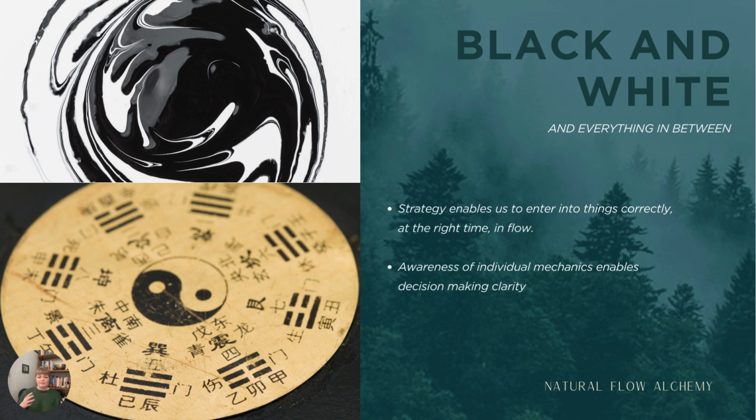There are polarities, there are shadows, there are lightness, and strategy enables us to see things correctly and work out. That's what our experiment does, working out the right time to be in flow with our decision making, with this awareness of all of these different aspects, the light and the dark, throughout all of the different gates and activations in the system. So awareness of our individual mechanics is what enables that clarity of decision making, and we can start to sink in, get to know our rhythms and sink in with our flow state, with that awareness.